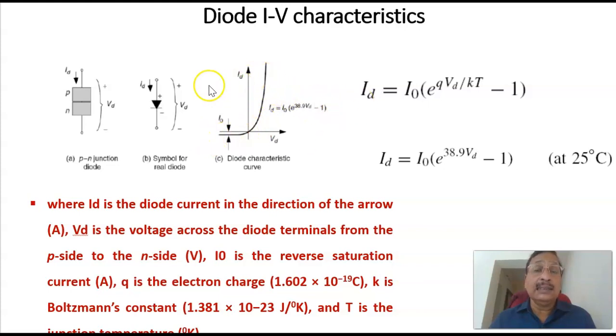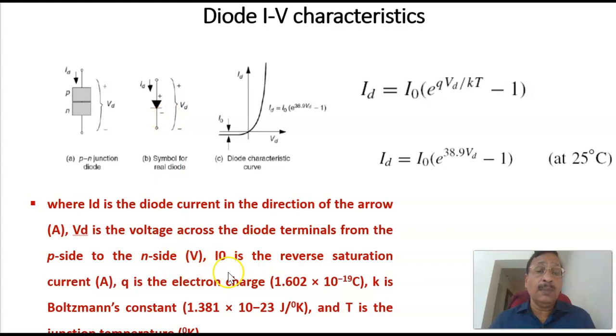The diode current in the forward bias case is equal to the reverse saturation current I0 into e raised to qVD divided by kT, minus 1, where ID is the diode current in the direction of the arrow, in amperes. VD is the voltage across the diode terminals from the P side to the N side, that is, the voltage drop.